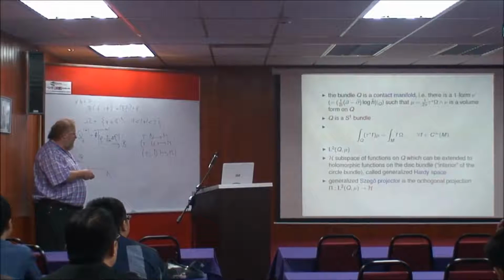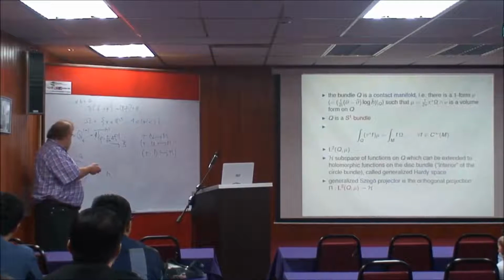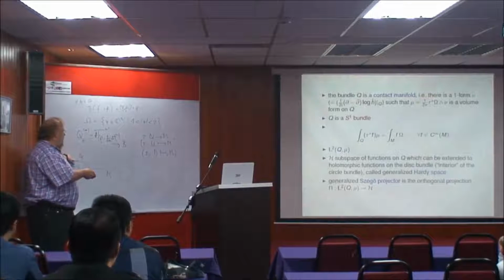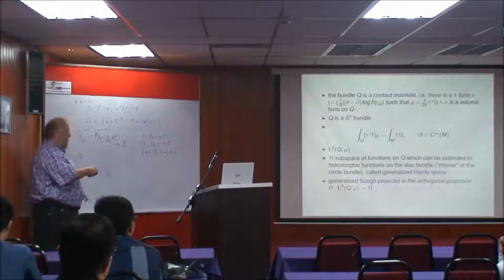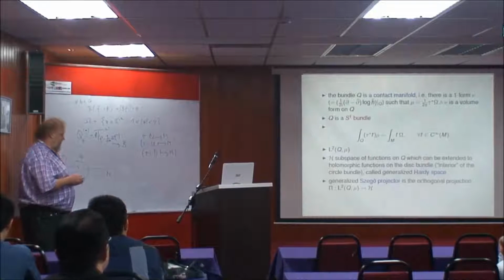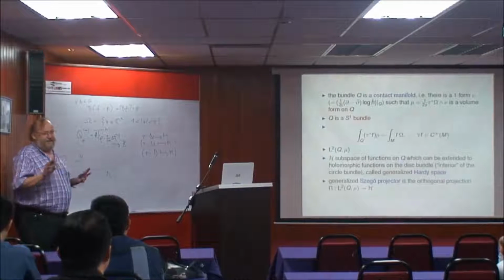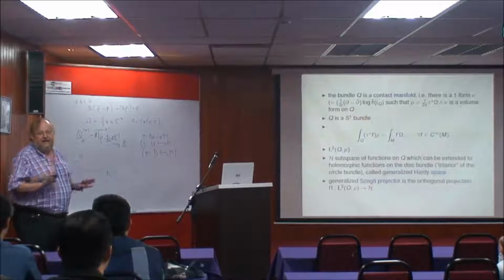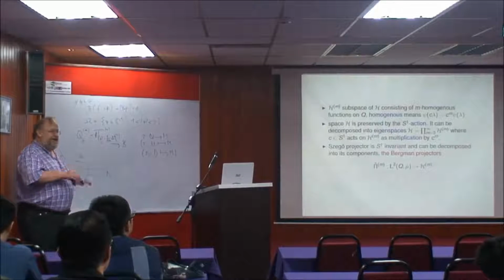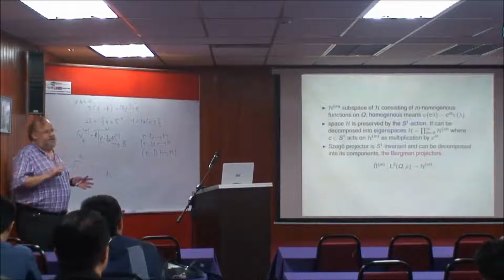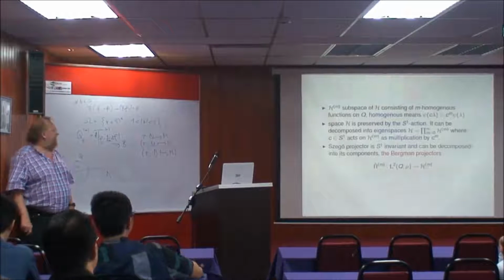Now the generalized Szegő projector is this orthogonal projection going from the L2, meaning we have all functions in the L2 completion, and projecting it down to our Hardy space here. This is called the generalized Szegő projection. This picture we should not forget, because it will show up several times in the following. Inside of the Hardy space are those functions which can be extended to holomorphic functions in the interior of the disk bundle here.